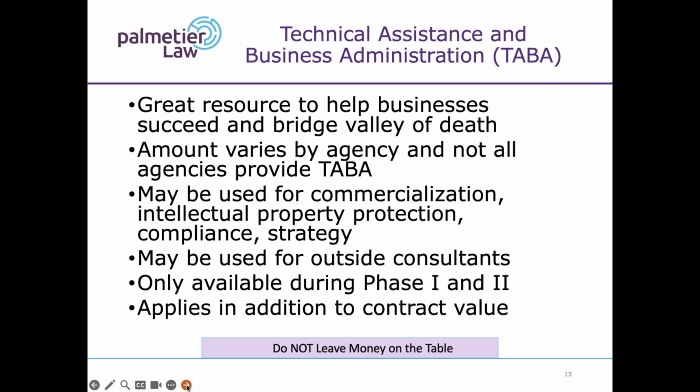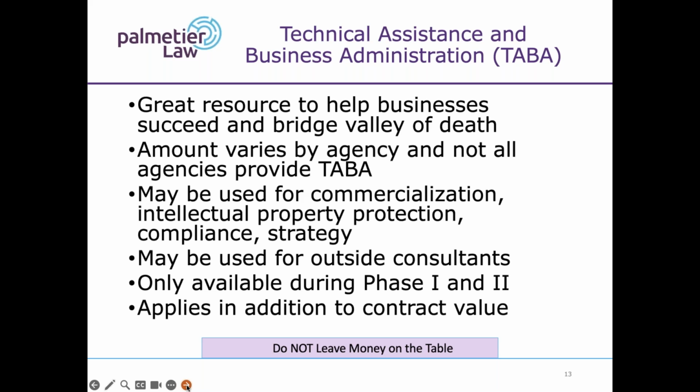It is money from the government that is awarded to you on top of, in addition to, your SBIR award. It is available for phase 1 and phase 2. Again, not all agencies will do it. For example, the Air Force does not have TABA funds. NASA does have TABA funds. So it depends upon your agency, and it sometimes can depend upon the specific solicitation. And the amount can vary. But generally speaking, what we're looking at is $6,500 for phase 1 and $50,000 for phase 2.